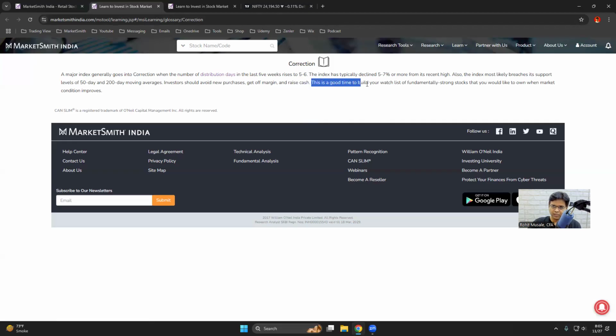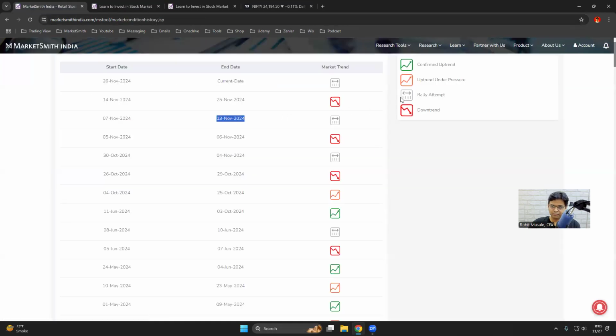Now, this is a good time to build your watch list of fundamentally strong stocks that you would like to own when the market condition improves. During this time, we don't have to make new purchases. We just have to build a list of fundamentally strong stocks. And when this red color becomes orange or green or even rally attempt, then we can choose to buy those stocks, provided they are coming out of a proper base.